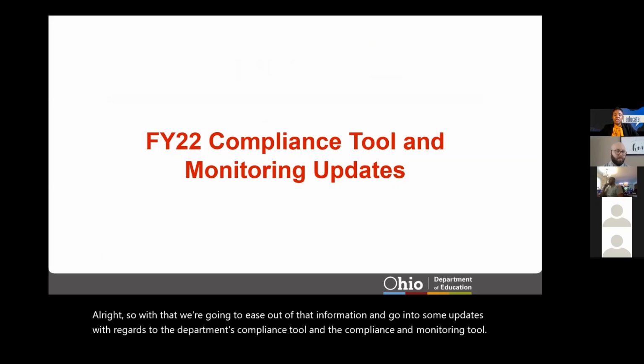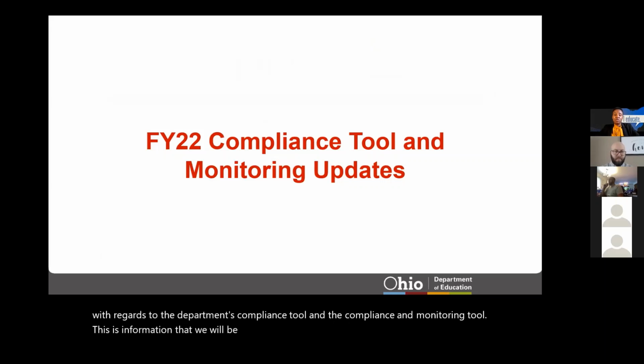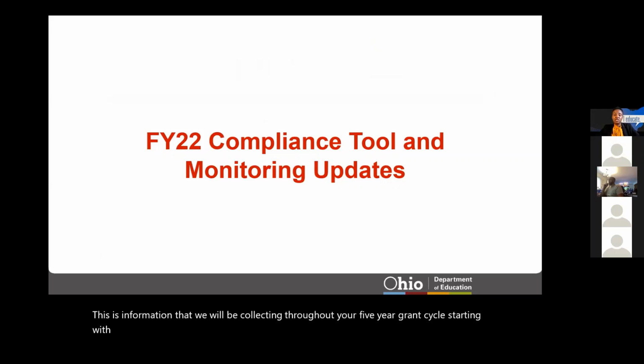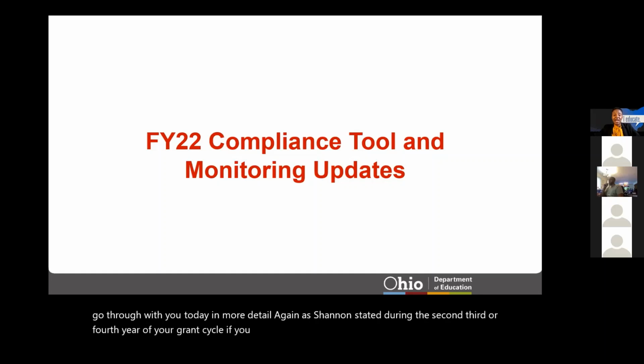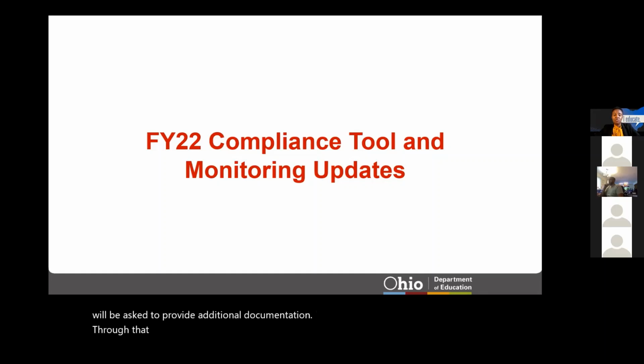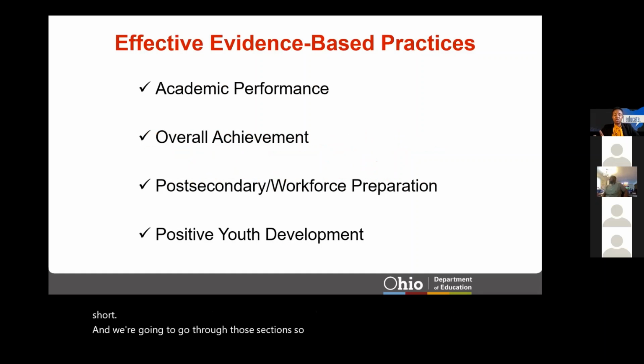This is information that we will be collecting throughout your 5-year grant cycle, starting with your first year implementation phase, which Charlotte, or Char, as we call her, will go through with you today in more detail. Again, as Shannon stated, during the 2nd, 3rd, or 4th year of your grant cycle, if you have not already had a CAPA on-site visit, you will be asked to provide additional documentation through that process, your CAPA, or compliance and performance assessment for short.